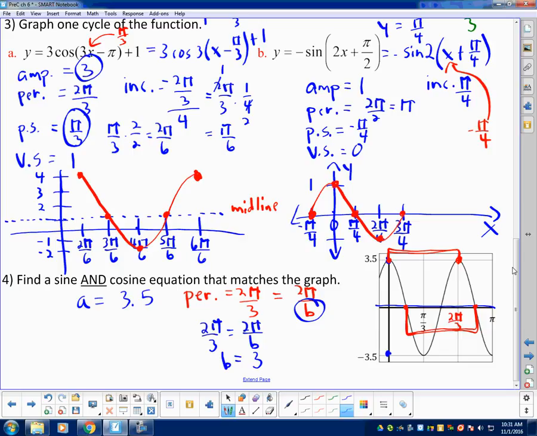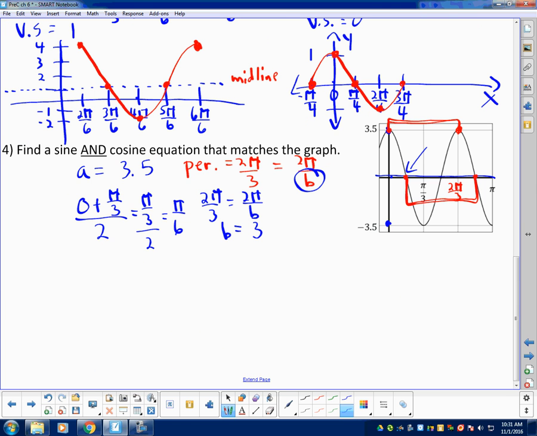for the sine function. The sine function has a phase shift that's halfway in between 0 and pi over 3. So halfway in between 0 and pi over 3. Let's go ahead and write that down. Now by 2, we're just finding the average. So that's pi over 3 over 2, which is pi over 6. So that's my phase shift for the sine function.